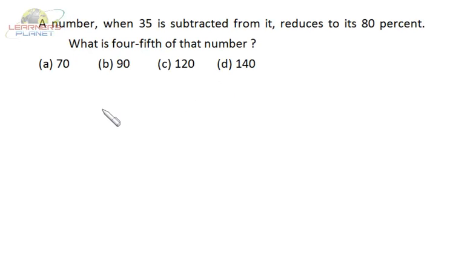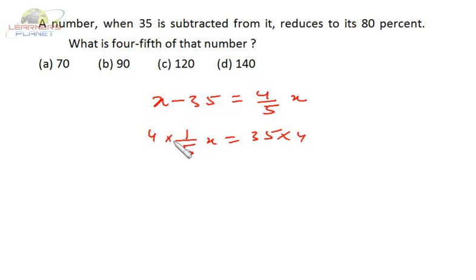Now let's see this question. A number, when 35 is subtracted from it, reduces to 80%. Let the number be x. We are subtracting 35 from it, and it is reducing to its 80%, that is 4 by 5 of x. So x minus 4 by 5 of x, that is 1 by 5 of x, is 35, and we are to find 4/5 of that number. So 4/5 of x is 35 into 4, that is 140.